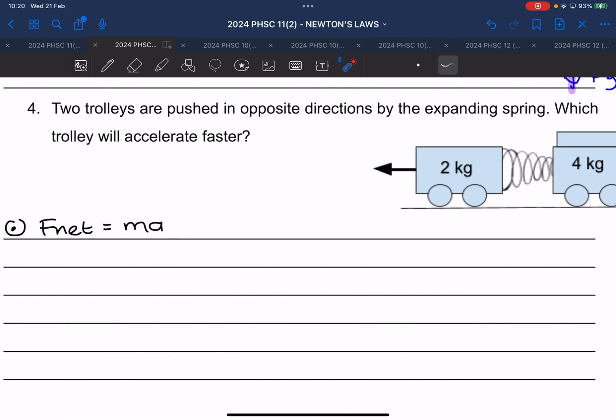Alright, so when they say this, immediately you write down a formula. You get a mark for actually writing down, or referring to, a formula that is on your data sheet. Now, they ask accelerate. So I'm going to rearrange this formula so that I have acceleration as the subject of this formula. Then I have a is equal to F net over mass.